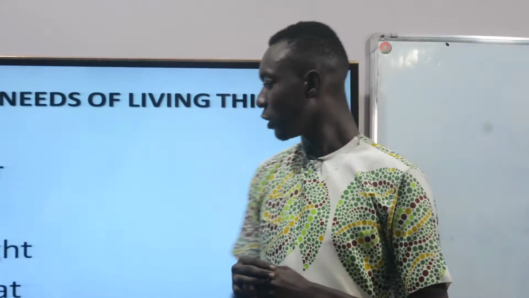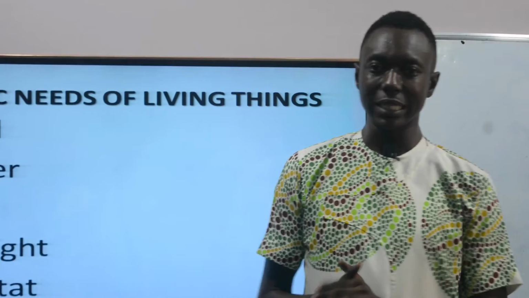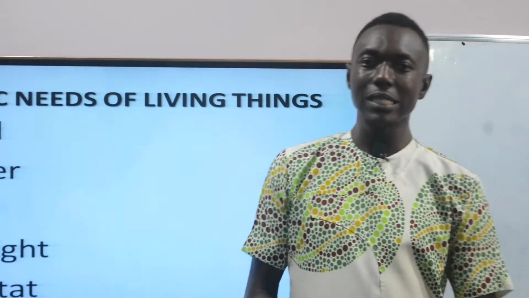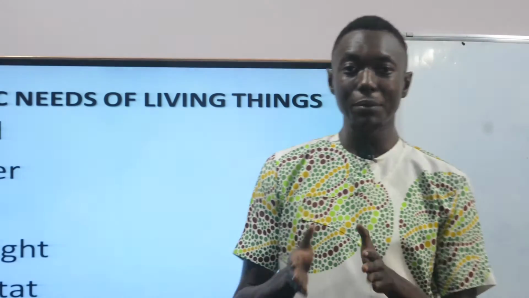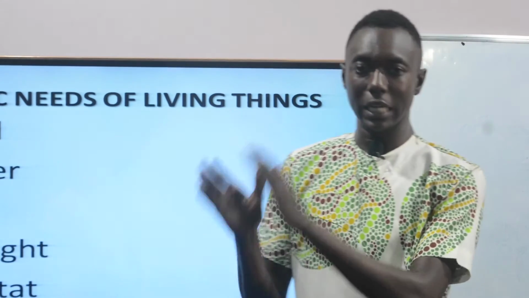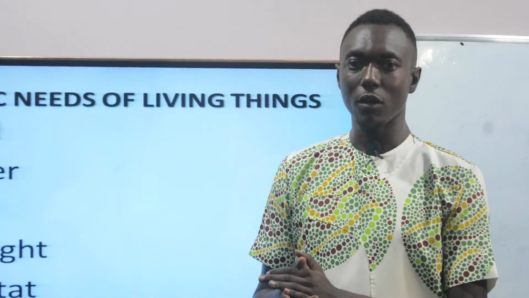So sunlight is also needed just to keep us warm. Good. Living things also need a habitat. What is a habitat? A habitat is a living place of living organisms. In other words, a habitat is a place where living organisms live or living things live. Take note of that.